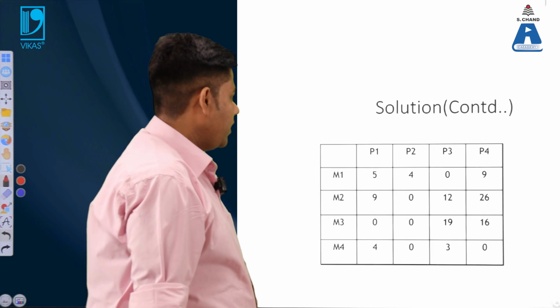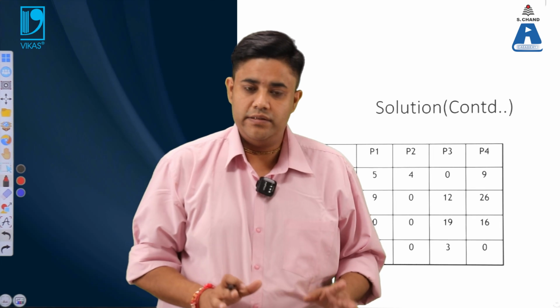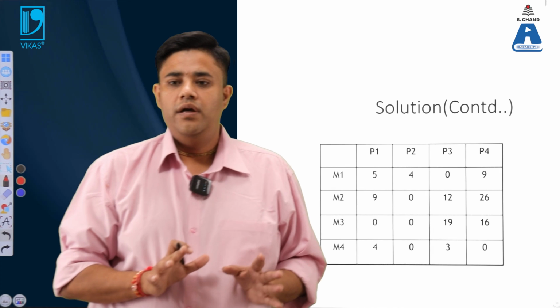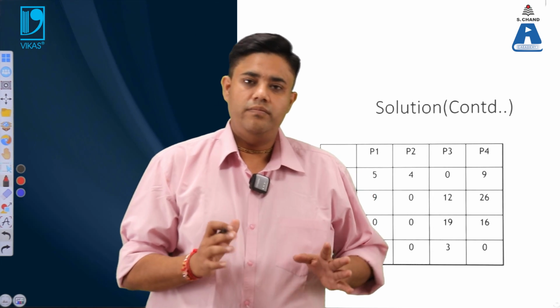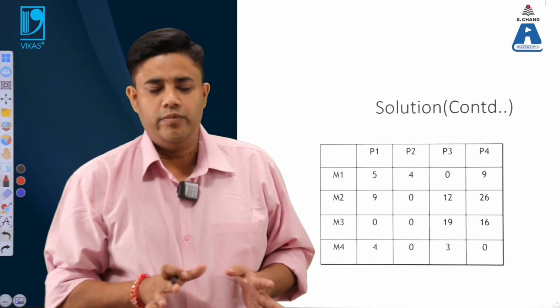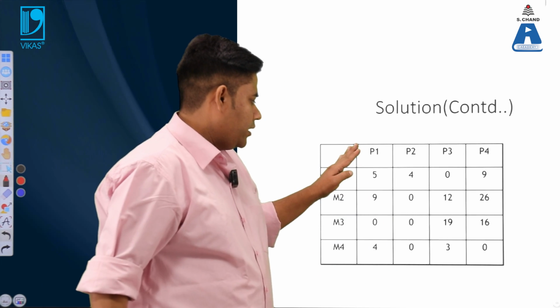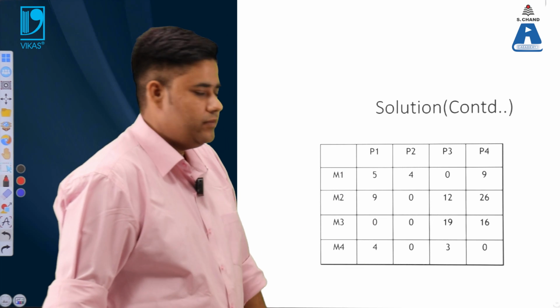So, we got a reduced matrix, and we have to make sure that this reduced matrix is a non-negative reduced matrix. That means all the elements in this particular matrix should be non-negative. All the elements should be positive. Now, what is to be done with all the elements?